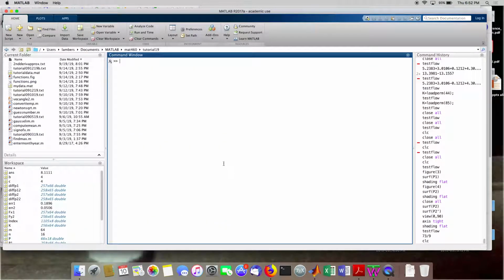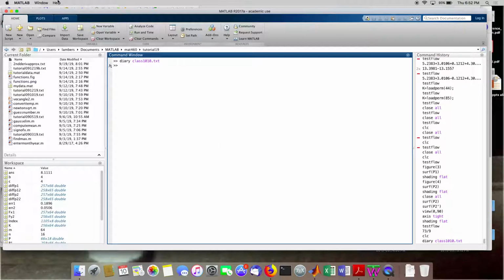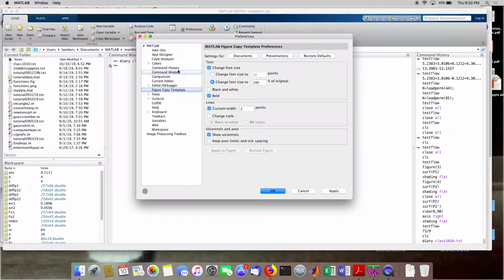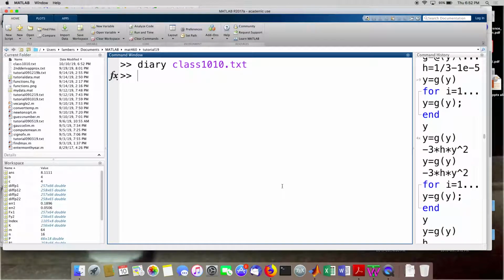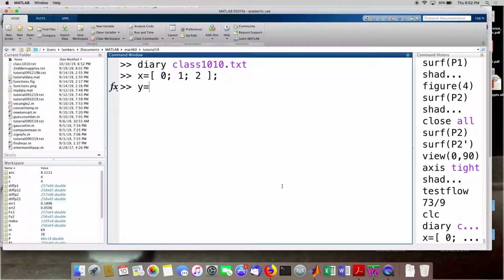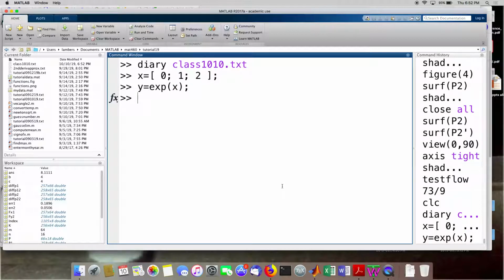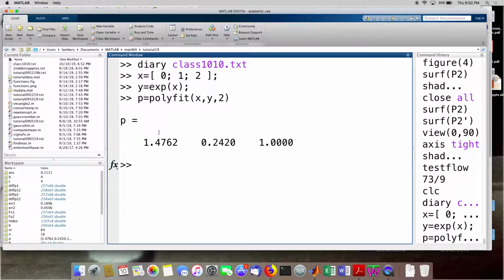I'll need to make a diary here. Let me make this bigger. Okay, so I'm going to pick a few x values. Let's just say 0, 1, 2. And the function I will approximate is the exponential. Now, I can get the polynomial that approximates the exponential. I have 3 points, so that would be an interpolating polynomial of degree 2. So 1.4762x squared plus 0.2420x plus 1 is my quadratic function that will match e to the x at x equals 0, 1, 2.